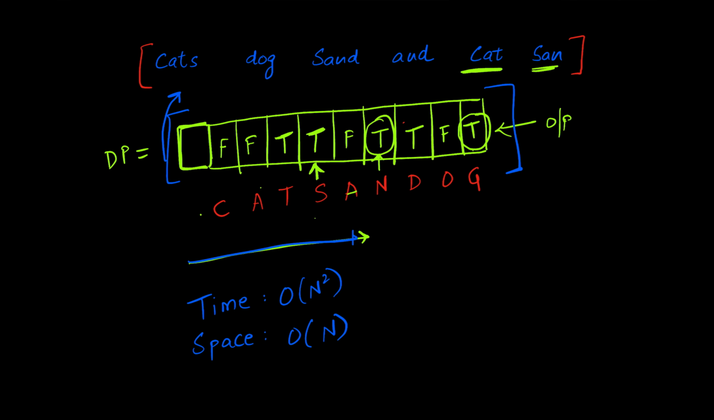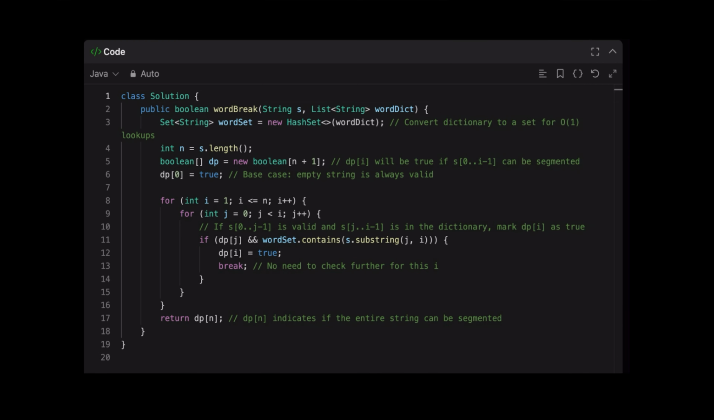I hope you were able to understand the explanation. Let me show you how we can implement this approach using Java. In this Java implementation, I am first converting the list of strings, that is the word dictionary, into a hash set, which will help me do faster lookups. After that, I'm initializing a dynamic programming array of type boolean and length equal to n plus 1. And as we discussed, the first element in the array, that is dp of 0, will be set to true as it is equivalent to an empty string.